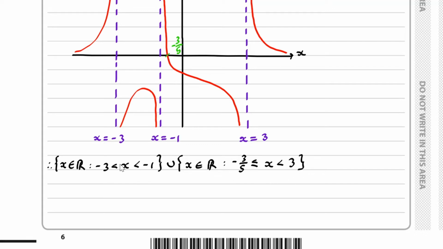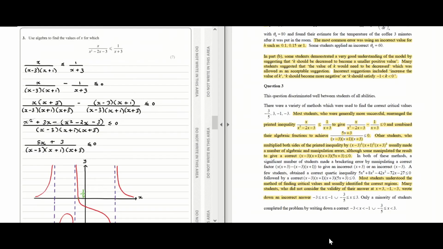And that's our final answer. Question 3 was concerning inequalities. This question differentiated between students of all abilities. There were a variety of methods used.